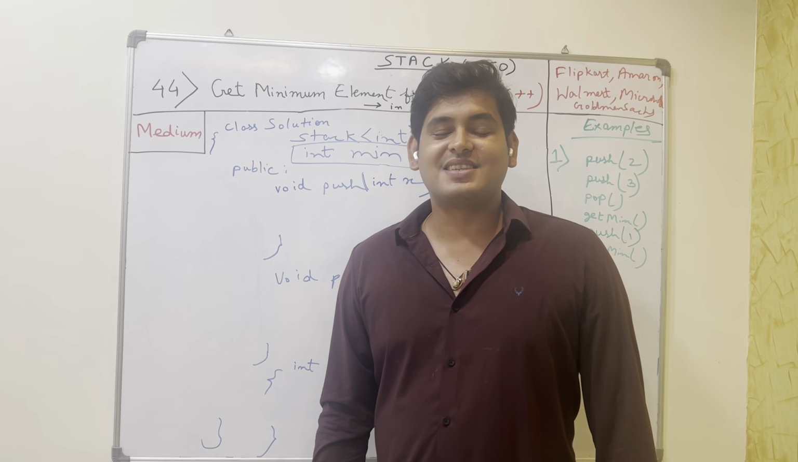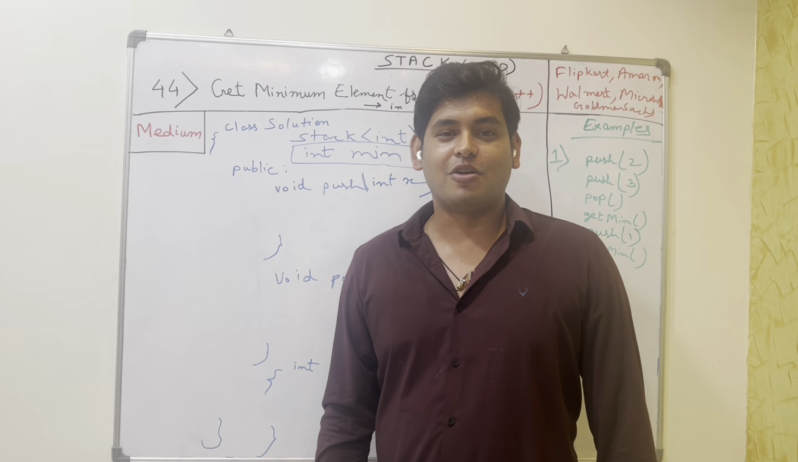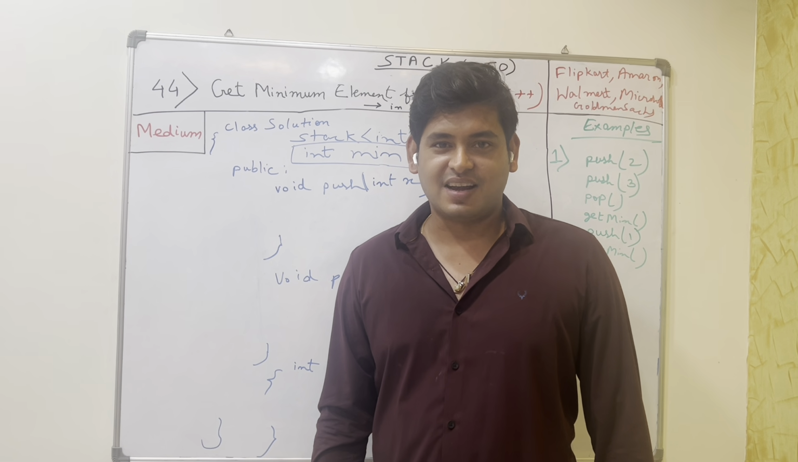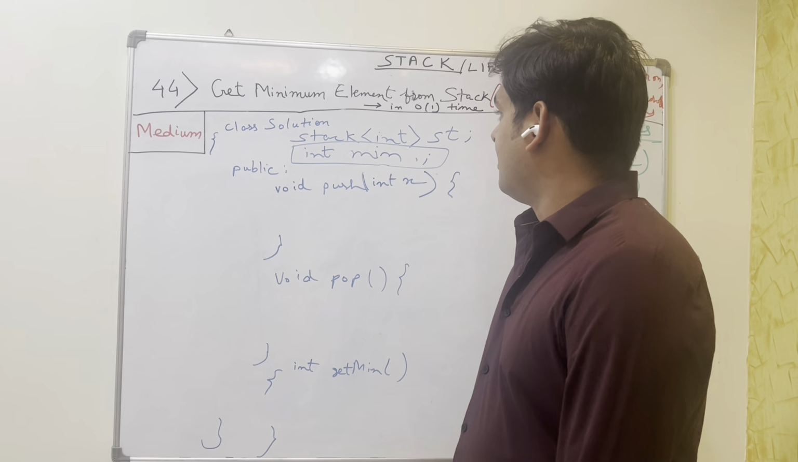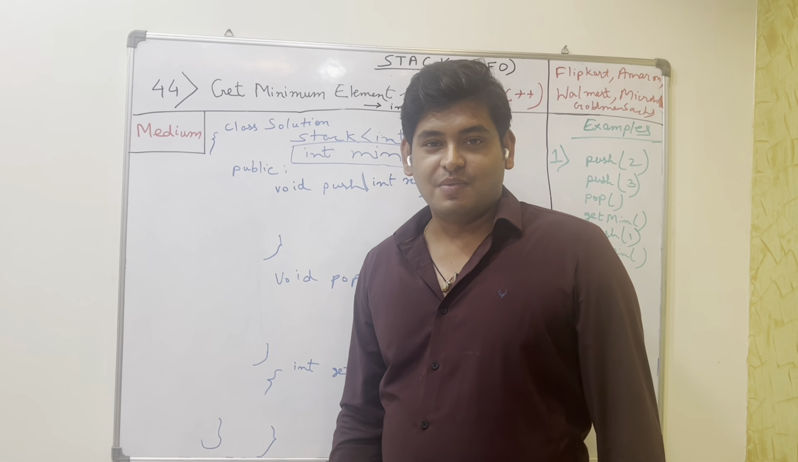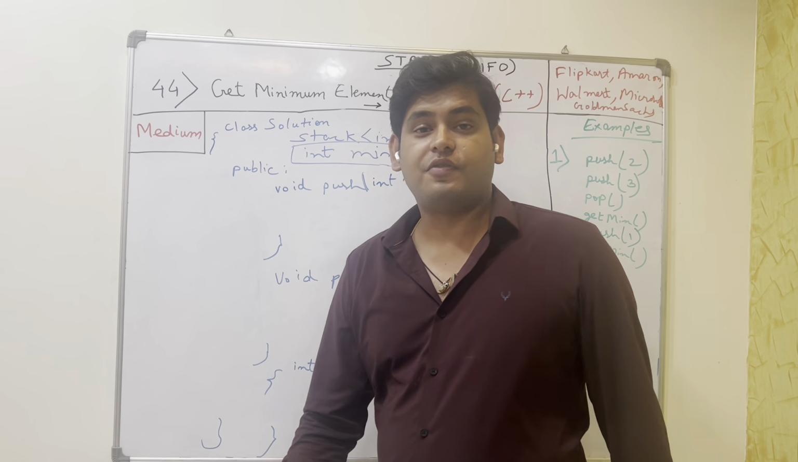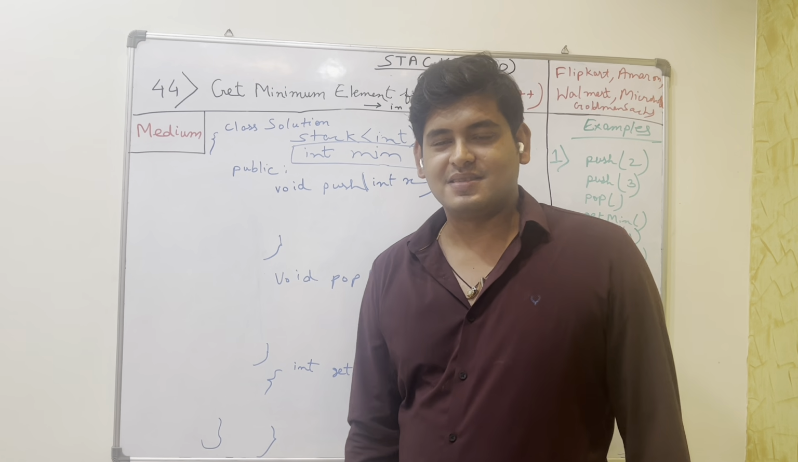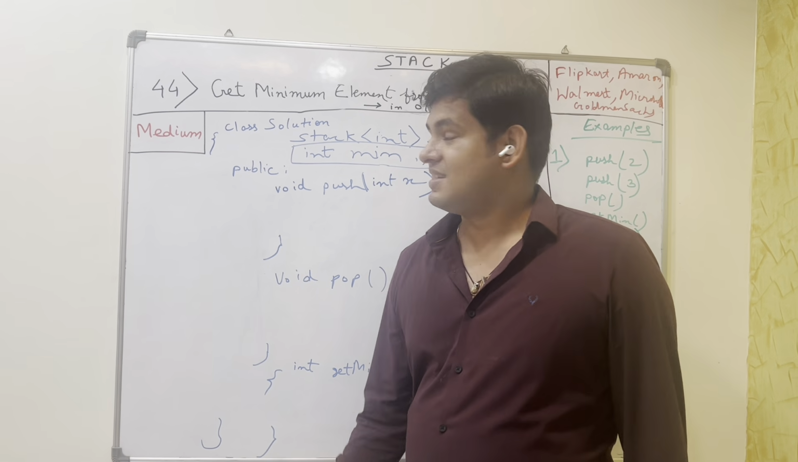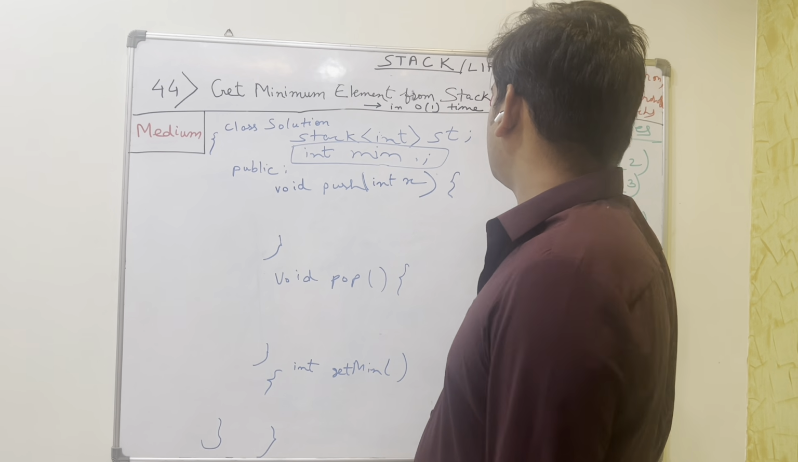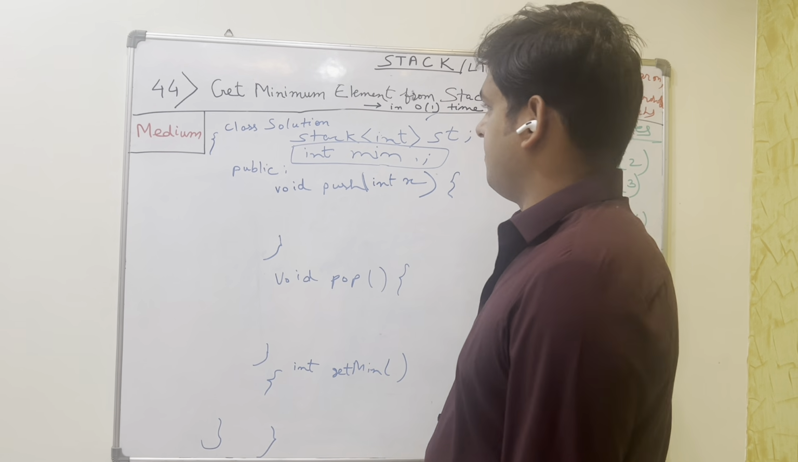Today we are going to discuss the 44th question of the problem solving series and the 4th question of the stack data structure problem. The difficulty level for this question is medium and this question has been asked in Flipkart, Amazon, Walmart, Microsoft, Goldman Sachs and many other companies. So let's discuss: get minimum element from the stack in order one time.